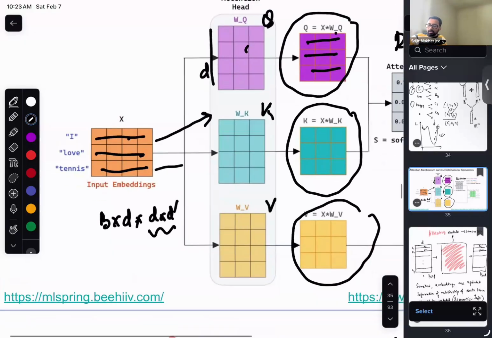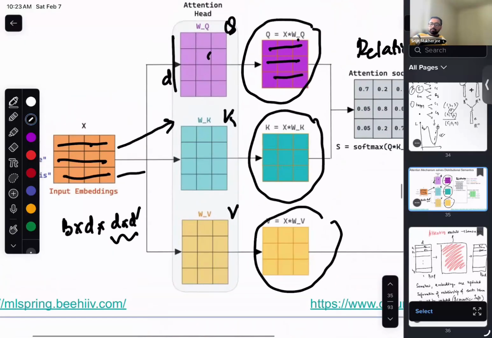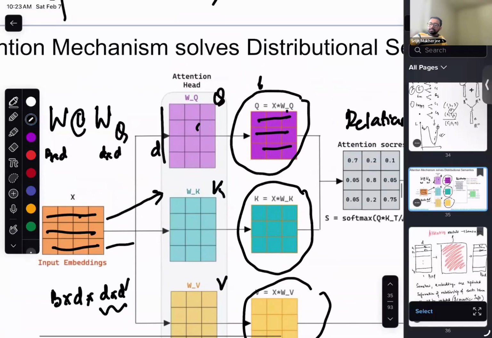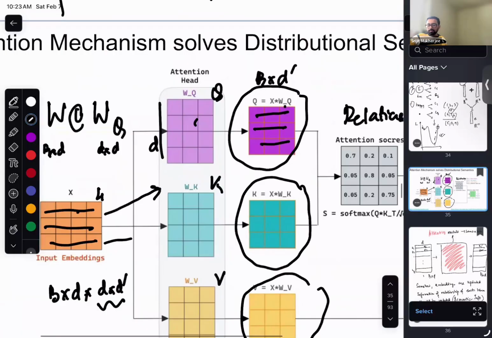Okay. So why is it done? Again, this matrix is just multiplied, guys. Simple stuff, matrix multiplication. This x is multiplied with this, in Python language, is wq. This is B cross D, and this is D cross D dash. So the output is B cross D dash. Here you can see a 4-dimension was there, now it becomes a 3-dimension.